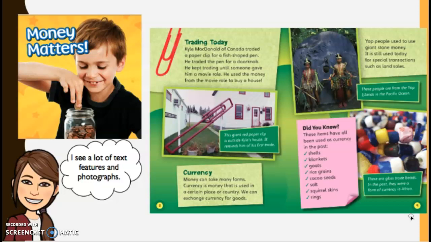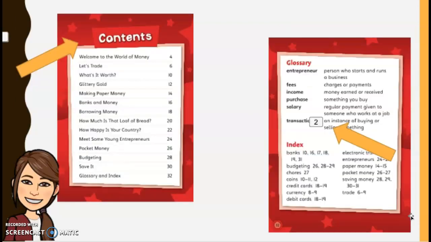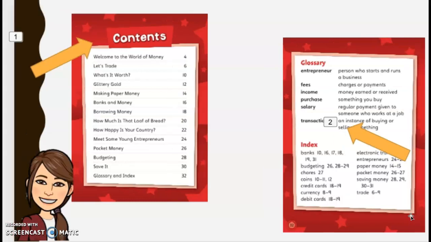I also see several text features that help me navigate through the text. There's a table of contents, and there's a glossary and index. So if I need to find a certain section in this text, I can use a table of contents. If there's words I come across that I'm not sure of, I can use the glossary. This is a way that an informational text is structured.